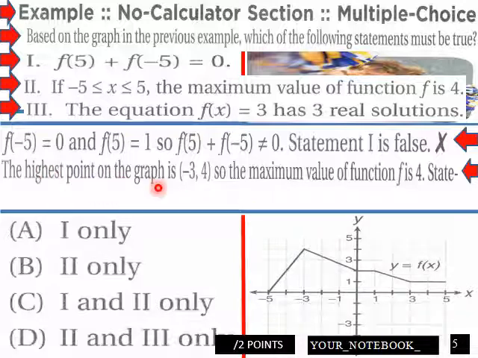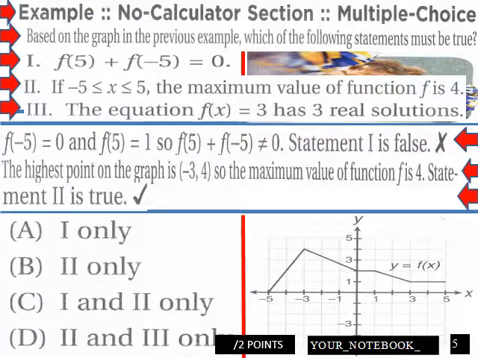The highest point on the graph is (-3, 4), so the maximum value of f is 4. Statement 2 is true. The maximum value of f is 4, which is shown right here.